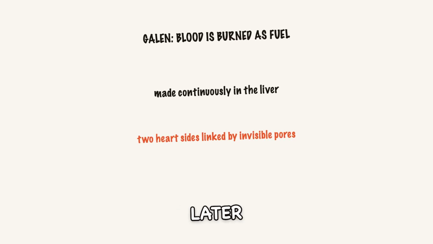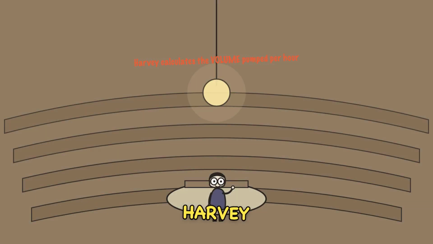Nearly a century later, William Harvey, an English physician, overturned another of Galen's core ideas. Galen believed blood was made continuously in the liver, burned up as fuel by the body, and that the two sides of the heart were connected by invisible pores. Harvey, dissecting animals and calculating the sheer volume of blood the heart pumps in an hour, realized those numbers made Galen's theory impossible. The body couldn't possibly manufacture blood that fast.